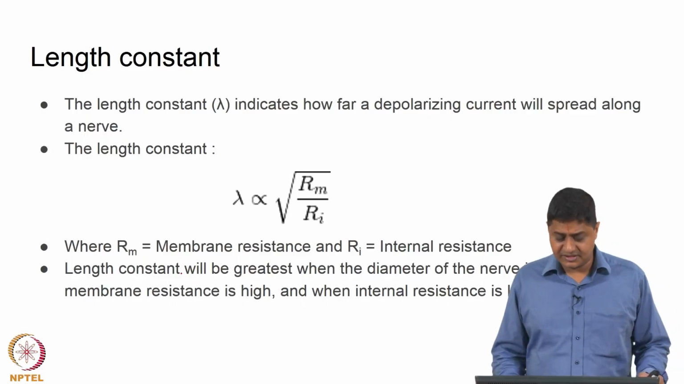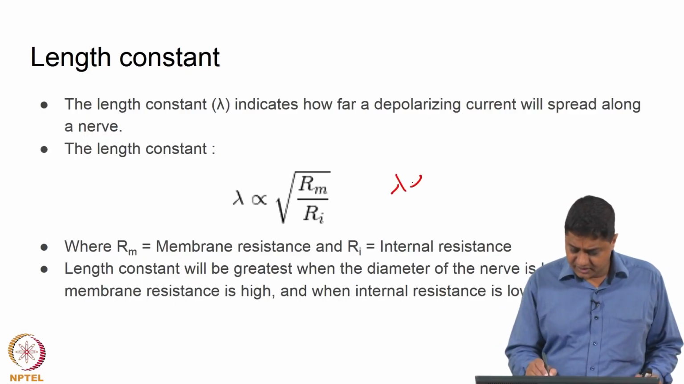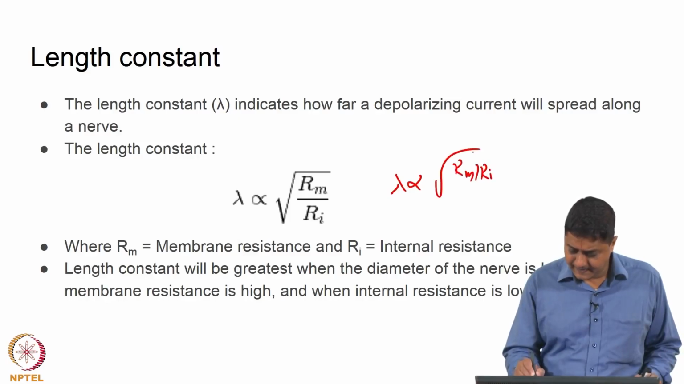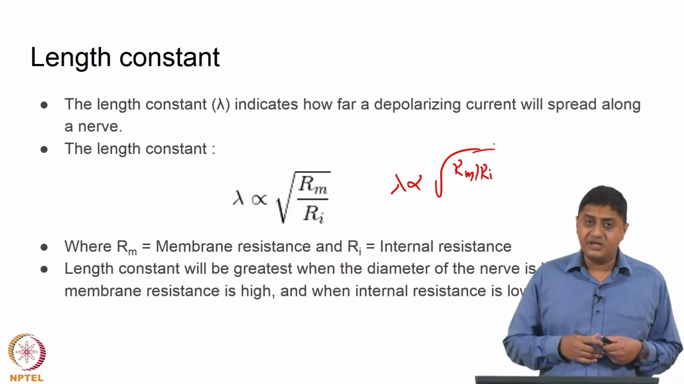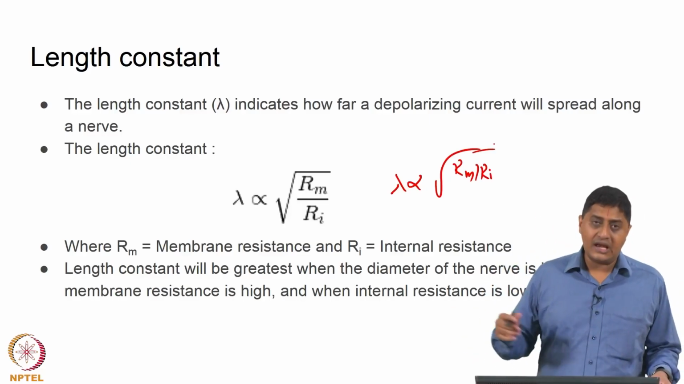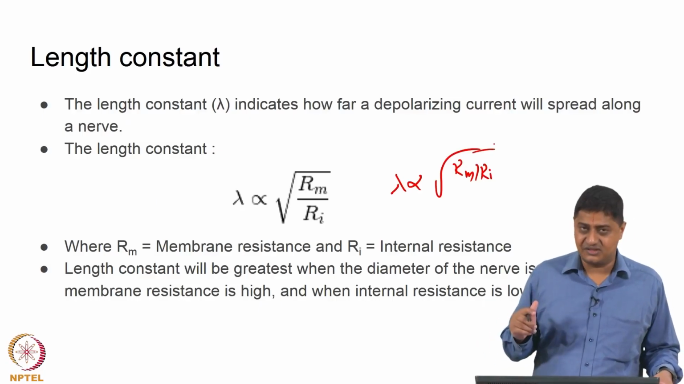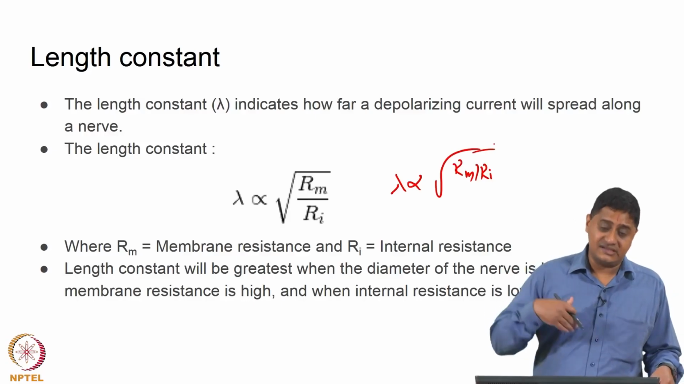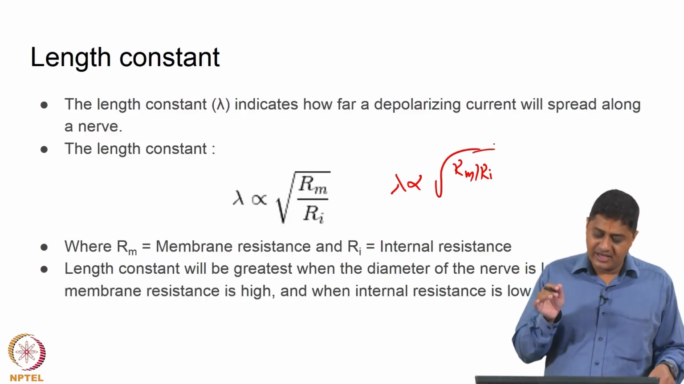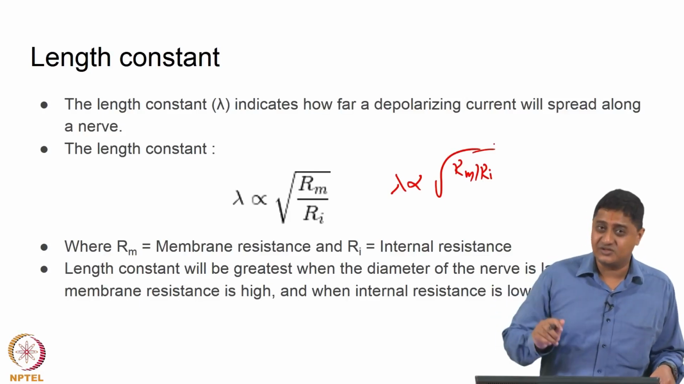What about the length constant? Essentially, the length constant is proportional to the square root of Rm and Ra. To what extent the depolarizing current will go along a neuron before it loses its strength is the question, right. If I were to design the system, this will give me an idea where to place the next voltage gated sodium channel.